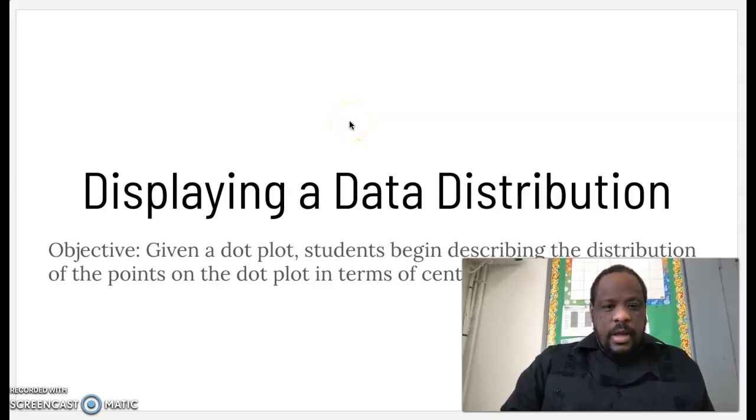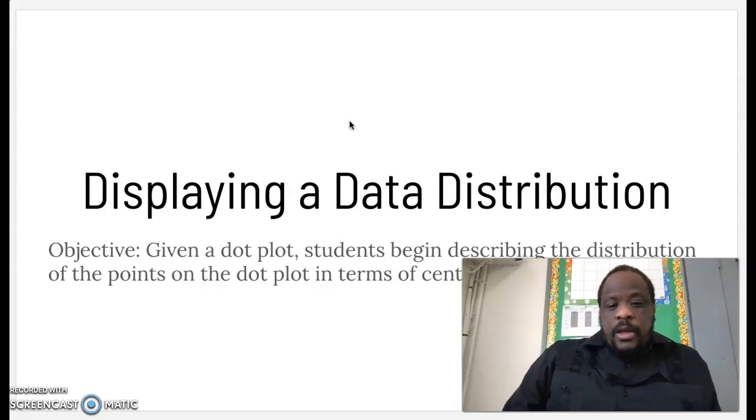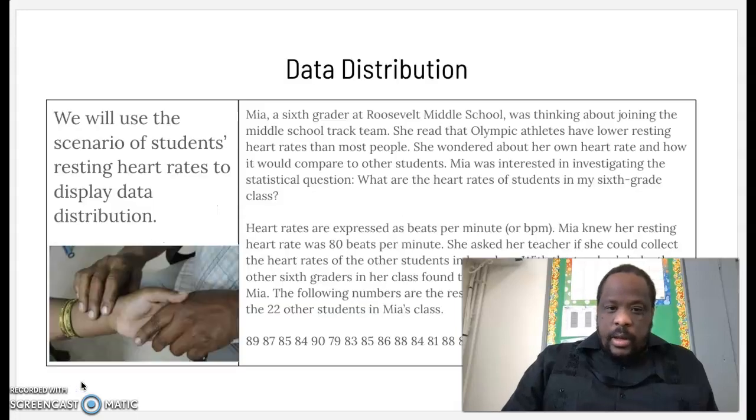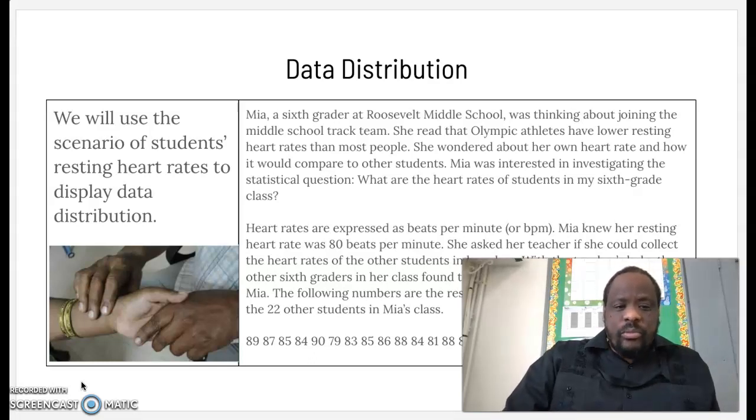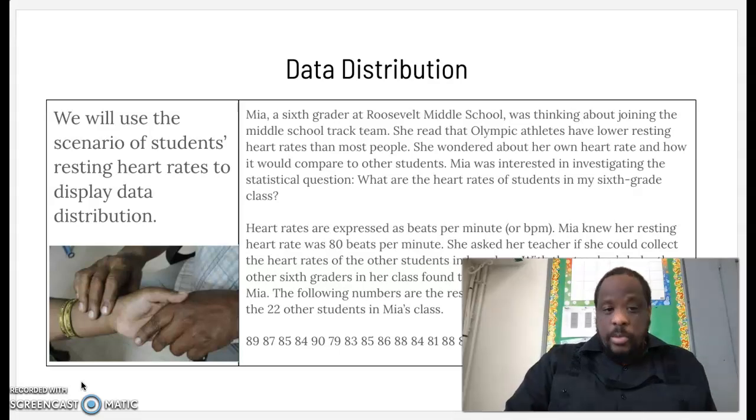In this lesson, we'll be looking at displaying a data distribution. So the objective is, given a data plot, you, the students, will begin describing the distribution of the points on the dot plot in terms of center and variability. So we will use the scenario of students' resting heart rate to display data distribution.